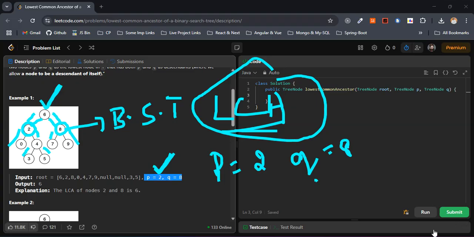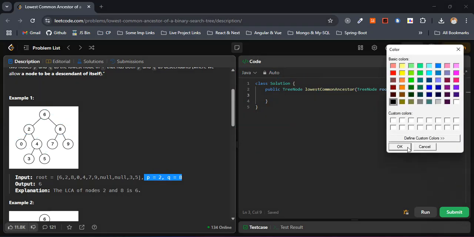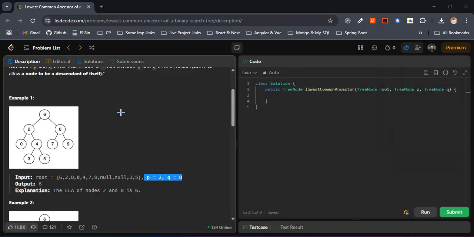Let me change the color. Just give me a second here. Sorry, I erased the entire thing. I think this is fine. Let's consider this one. Here first we have 6 and 8. We have been given P equals 2 and Q equals 8. Which color did I opt?